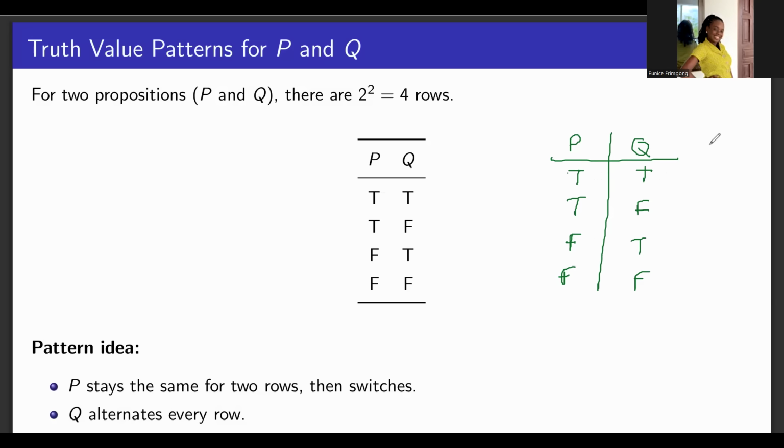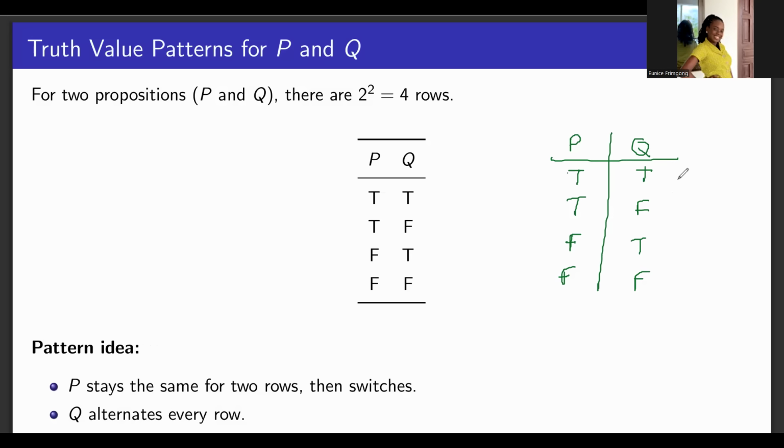Because if you're combining P and Q, it's either P is true and Q is true, or P is true and Q is false, or P is false and Q is true, or P is false and Q is false. So these are the 4 possibilities. If you have 2 statements like that, these are the 4 options you can have regarding their truth values. And that's what we have here.